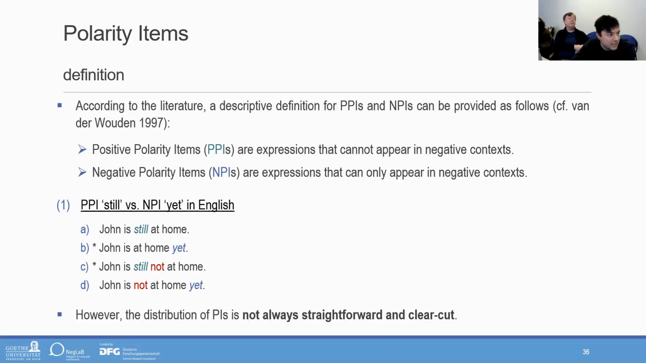However, the distribution of the PIs in general is not really straightforward. It cannot be predicted 100%. So there are different classifications in the literature on how it could be predicted or how those could be classified, like etymological classifications, semantic ones, and so on. But since it's not the main subject of what is following, I'm not going to go into more detail, but if there are any questions at the end, I could answer them.